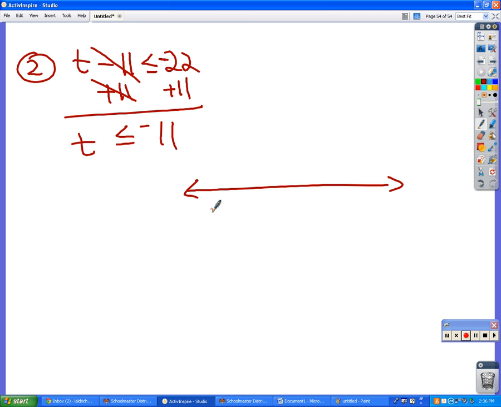Now I need to graph it. So I'm going to put a mark at negative 11. Million dollar question. Is it an open circle or is it a dot? Kara? Okay, dot. Dot, yes, because it's less than or equal to. That means there's a dot. And does the arrow go to the left or the right? It goes to the left.